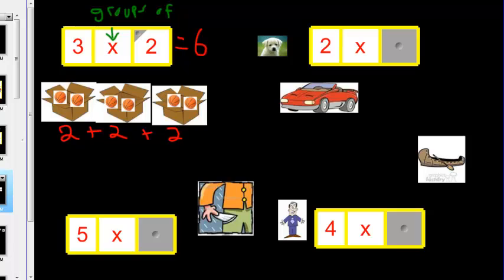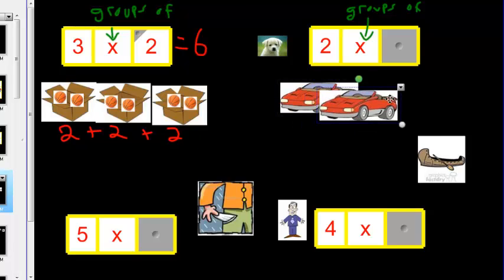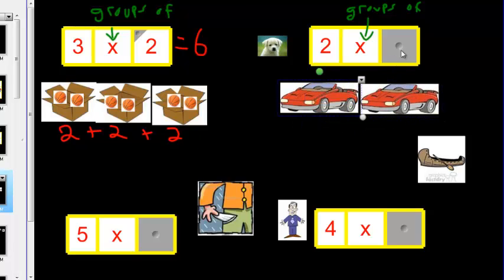So again, write it down so you don't forget. The X means groups of. Point at it. So I need two groups. So I need two cars. So I'm going to get this car. I'm going to put two groups. There's my two groups. Now what do I put in? How many do I put inside of each one? Let's reveal it. We need 4 inside of each one.